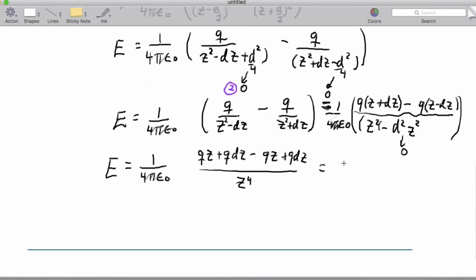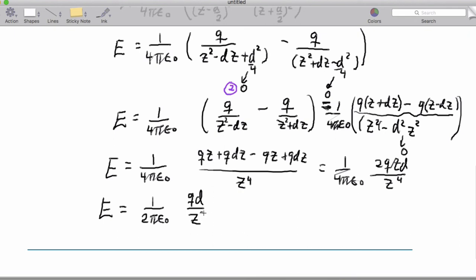A little bit of simplification here. What we're going to get is that the electric field is 1 over 4 pi epsilon naught, 2qz times d all over z to the 4th. So finally, when we simplify this, we get the exact result that we wanted to prove above: 1 over 2 pi epsilon naught, q times d all over z cubed. And that's the electric field due to a dipole.